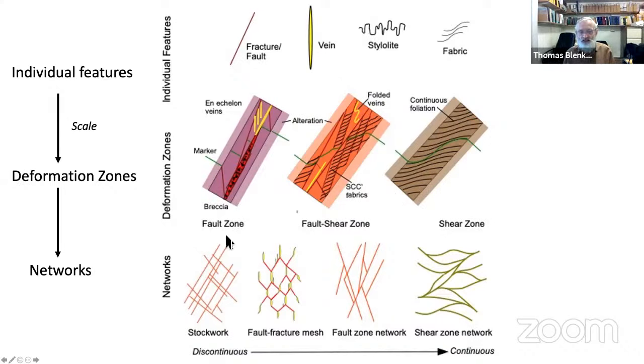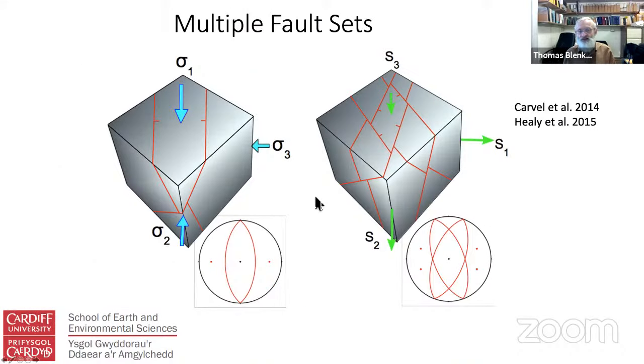And then on the larger scale, the way in which these deformation zones themselves come together to form a network. This is the subject of the talk really today. The geometry of the networks which are formed by linking up deformation zones. And again, we can consider this in a spectrum from very discontinuous styles, for example, represented by stockworks, through to networks of continuous deformation zones. And the next slide is an attempt to summarize, to introduce that via the concept of multiple fault sets.